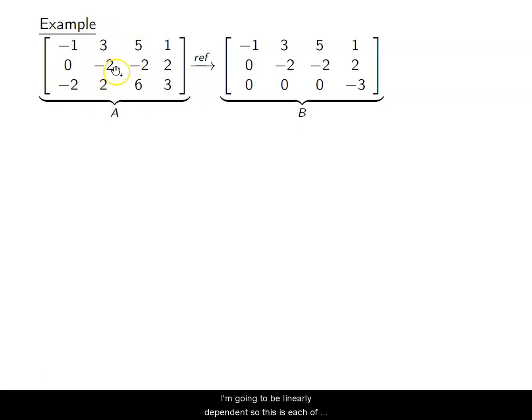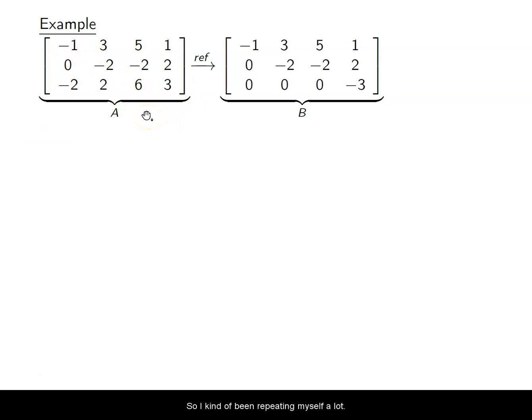So each of these vectors creates a spanning set, but it is also a linearly dependent spanning set. Any of these vectors can be created as a linear combination of the remaining vectors, as we saw in the theorem before.